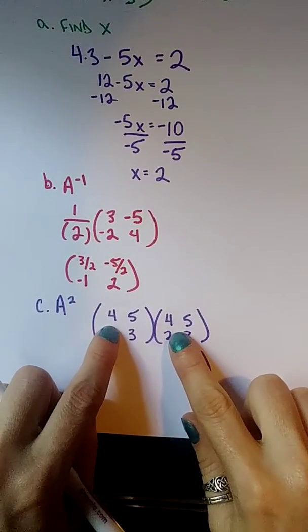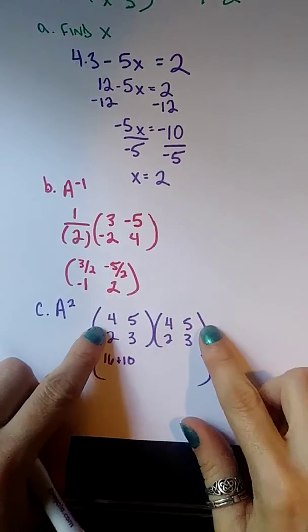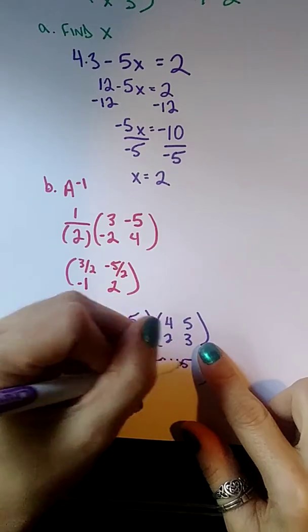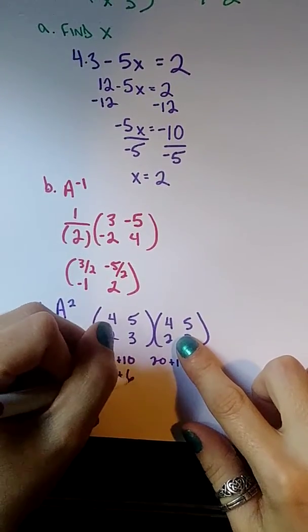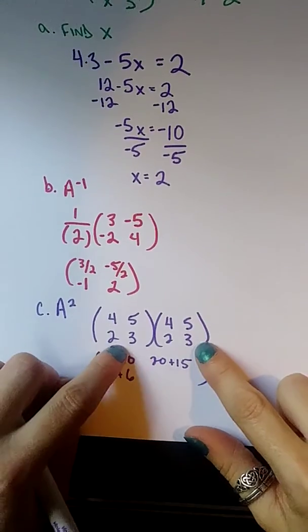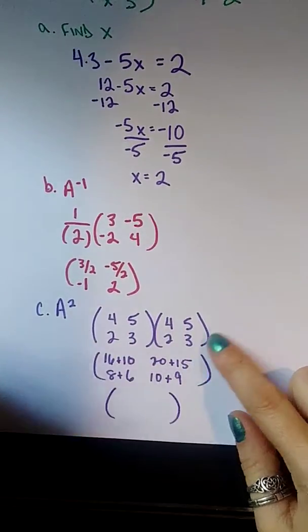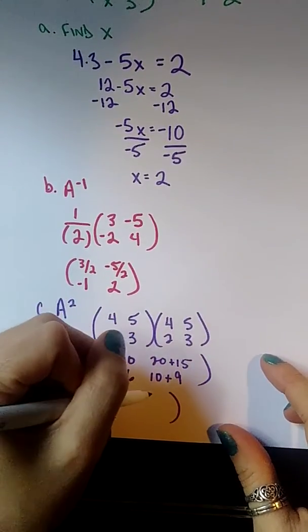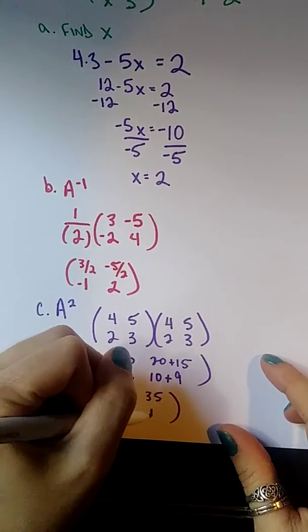So we start with 4 times 4 plus 5 times 2, 16 plus 10. 4 times 5 plus 5 times 3, 20 plus 15. 2 times 4 plus 3 times 2, 8 plus 6. And 2 times 5 plus 3 times 3, 10 plus 9. And when we simplify this, we get our final answer. 16 and 10 is 26. 20 and 15 is 35. 8 and 6 is 14, and 10 and 9 is 19.